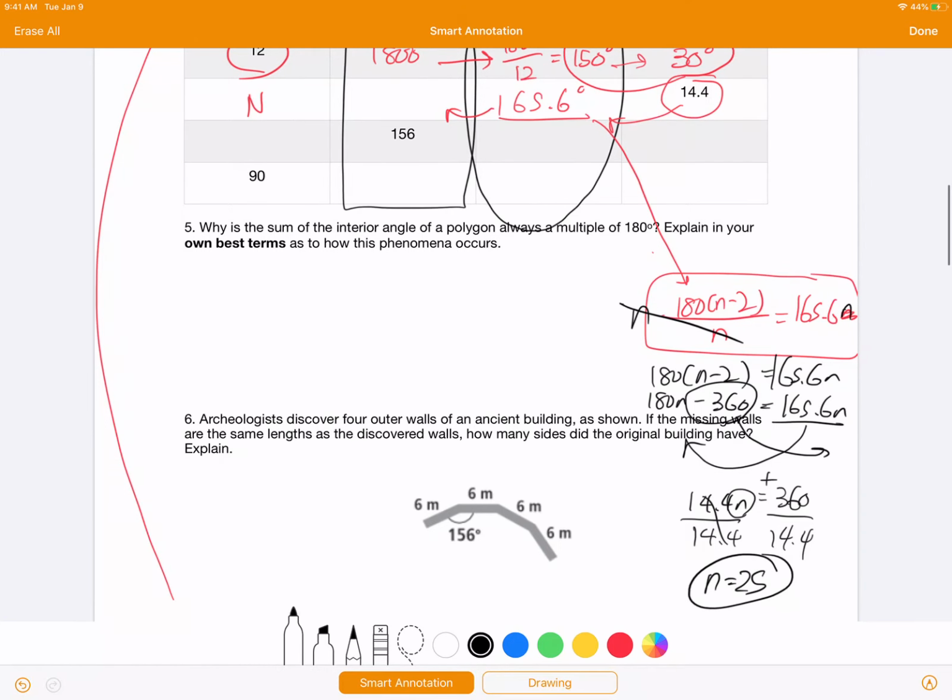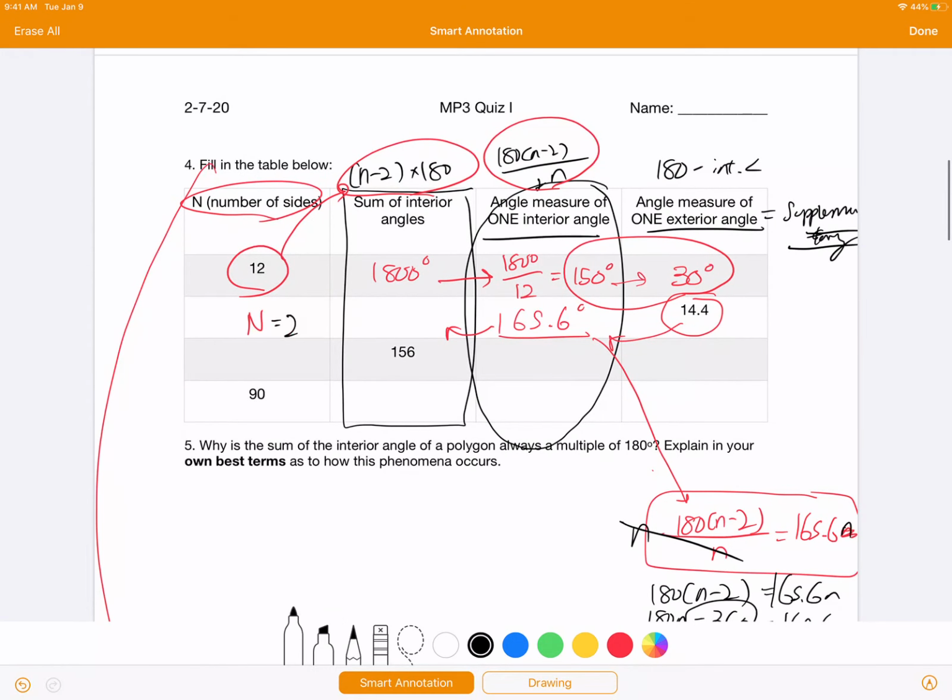So I know that n is equal to 25, and when I plug this back in here, you get 23 times 180, and get the total of 4,140 degrees for the sum of the interior angles. So no matter what, you're going to take the information that's given to you and plug it into the respective formula and get the answer from that.